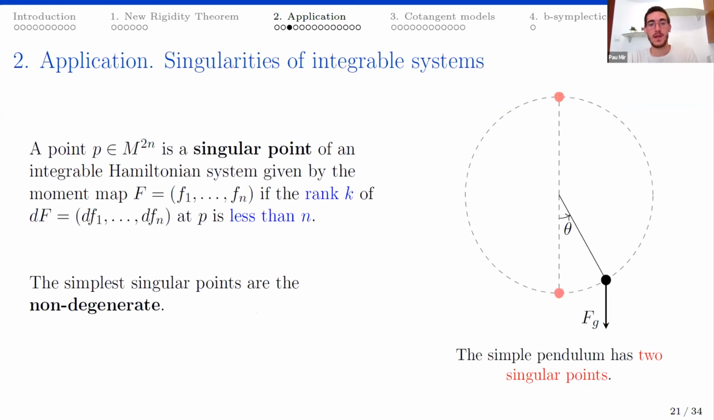And now we'll have to talk about singularities. A singularity is simply a singular point of an integrable Hamiltonian system. So it's a point in which the moment map has rank less than n, half the dimension of the manifold.